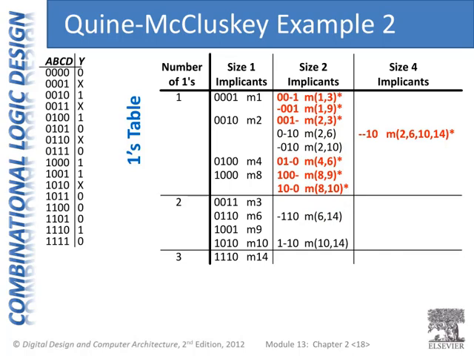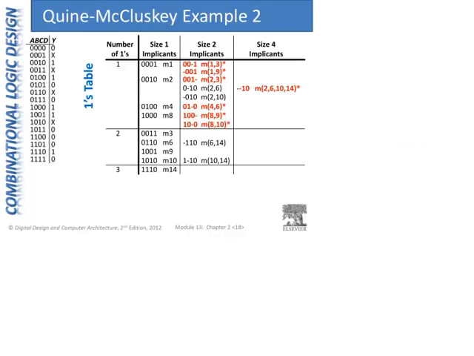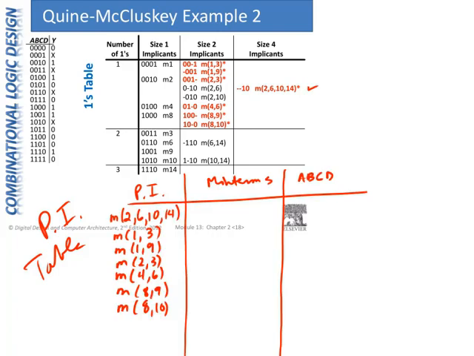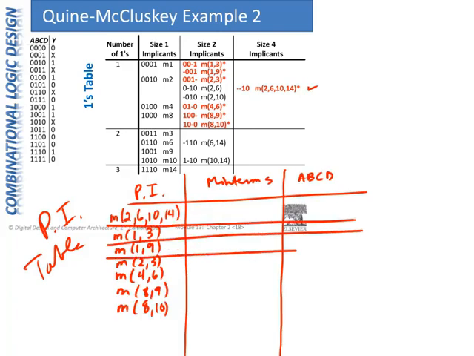So now we have our prime implicants, and we can list them in our table. So our prime implicants table. Prime implicants table. And so we're going to list our prime implicants. Okay, so now we've listed all of our prime implicants.